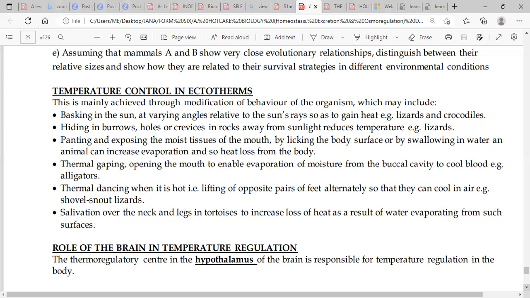So some of them carry out panting. They expose the moist tissues of the mouth; that is, they put out the tongue and expose the moist tissues of the mouth, by licking the body surface and by swallowing water. An animal is able to increase evaporation and so there is heat loss from the body.